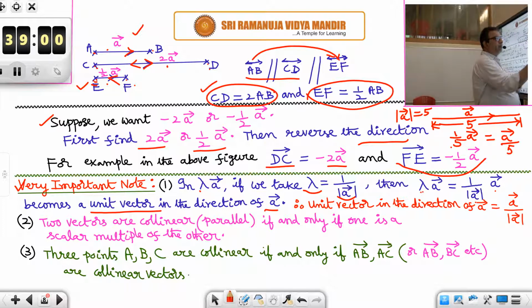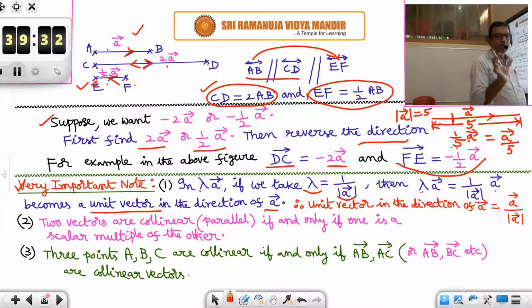So 1 by 5 into A bar, what we have to do? Multiplying by 1 by 5 means we have to take 1 unit length only, is it not? Actual length of A bar is 5 units. 1 by 5 A bar means you have to take length 1 unit only. So therefore, it becomes a unit vector. So if any vector A bar is divided by its modulus, suppose if length is 10 units, you divide it by 10.